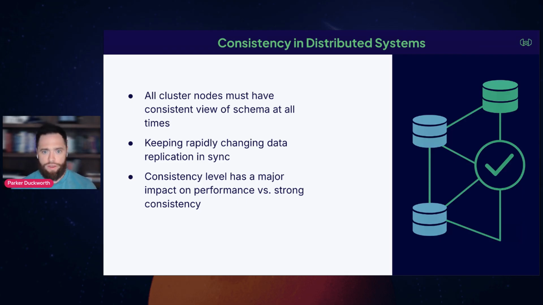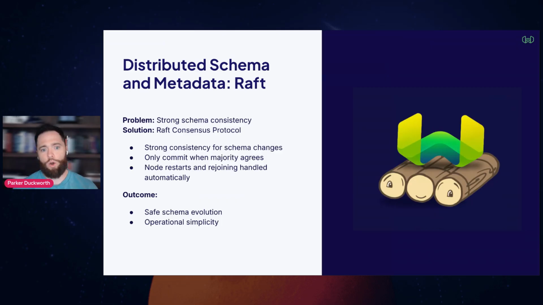So how did we solve the consistency requirements at the schema level? We decided to use the Raft consensus protocol as the backbone of the schema propagation within a Weaviate cluster. Raft is nice because it provides strong consistency guarantees for schema changes, but it also very gracefully handles node restarts and automatically handles nodes rejoining the cluster. Object replication has a different set of considerations though, because objects typically change much more rapidly than the schema.